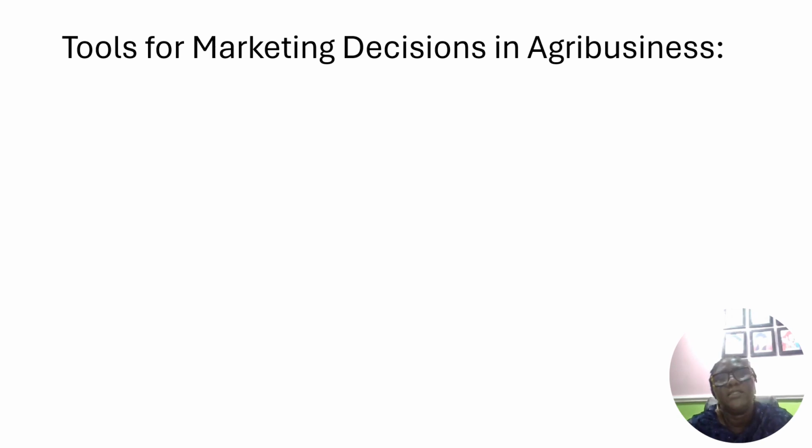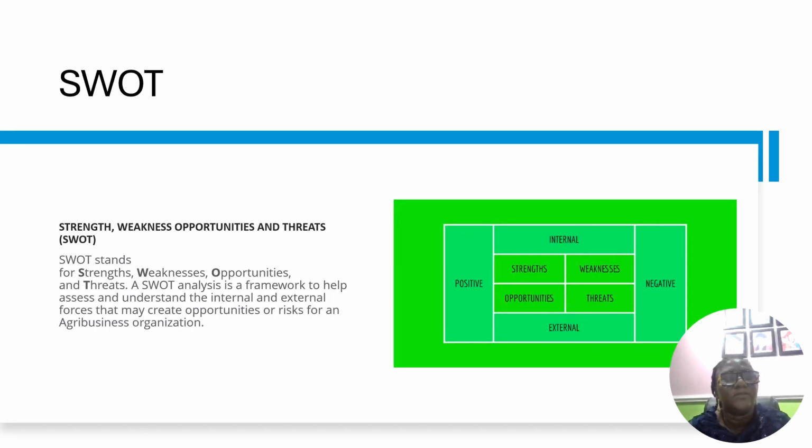Tools for marketing decisions in agribusiness. There are several tools for marketing decisions in agribusiness. We will just briefly talk about three. The first we'll talk about is SWOT.